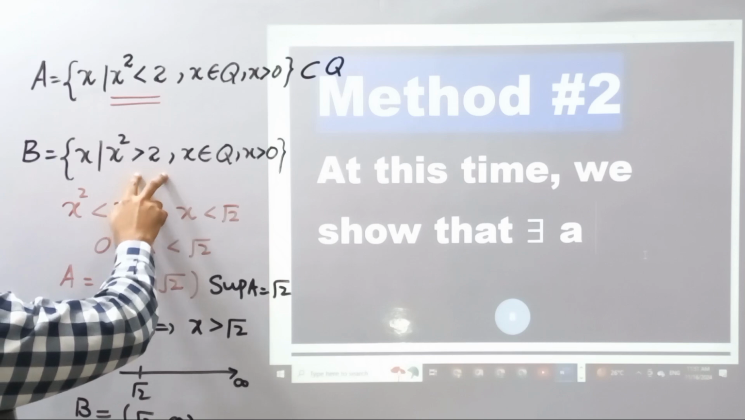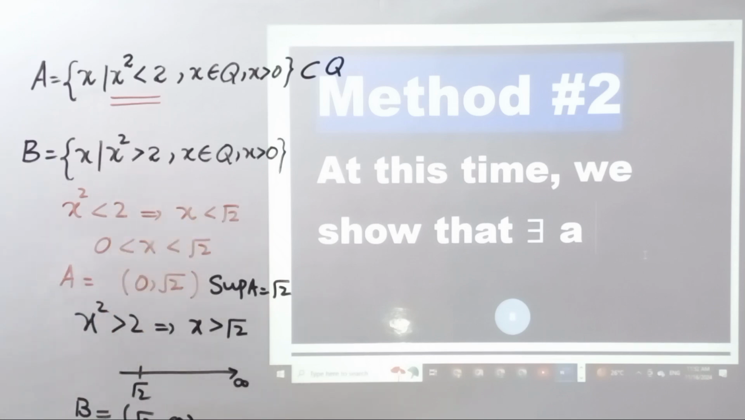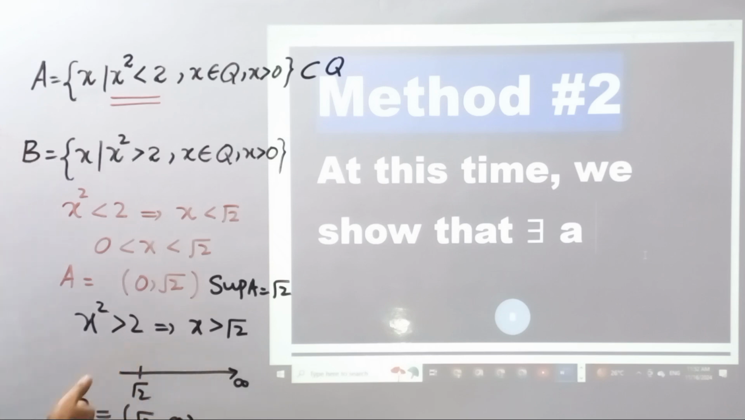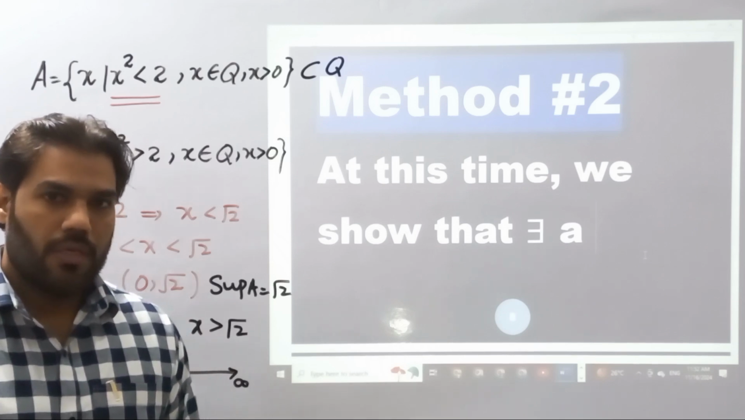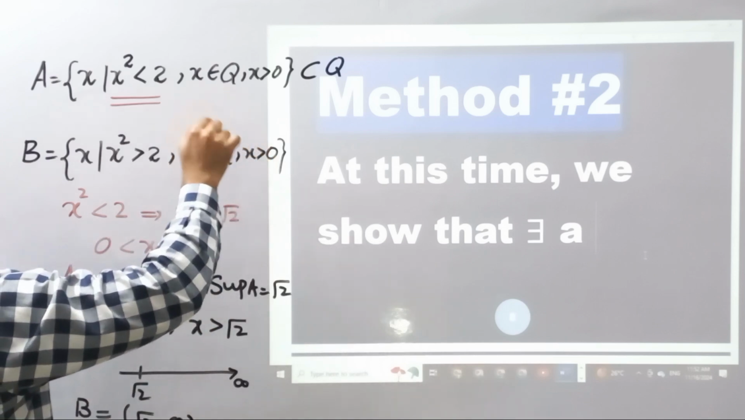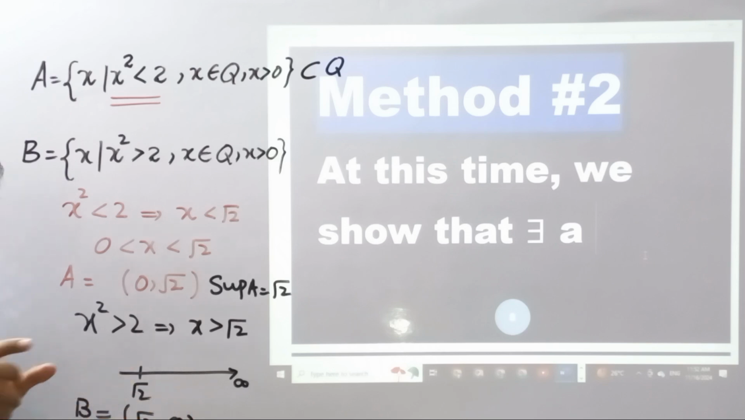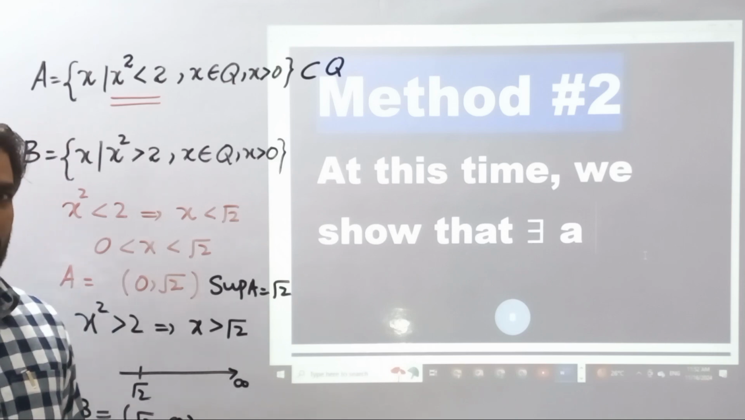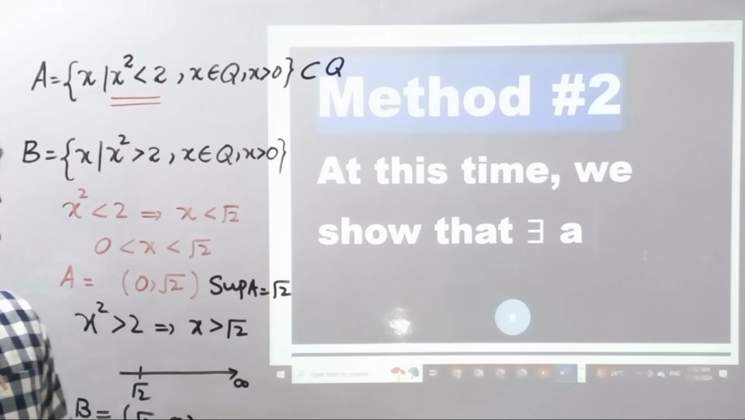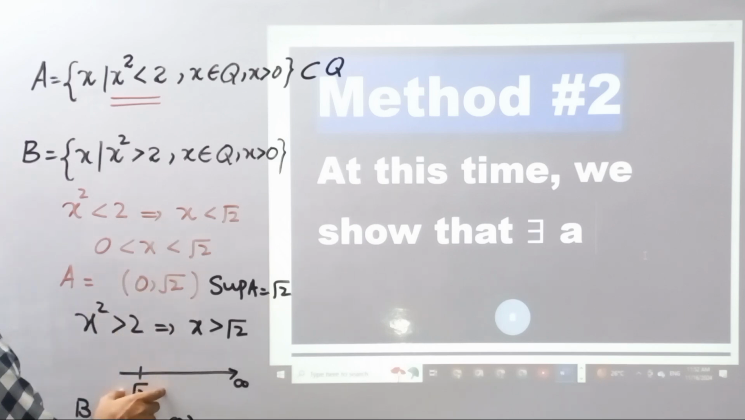Now what are the lower bounds of set B? Set B consists of all those rationals that start from square root 2 to infinity. All the numbers that are less than square root 2 will be lower bounds of set B. The numbers are positive because both sets consist of positive rational numbers. So the numbers that are smaller than square root 2 form set A. So set A is the set of all lower bounds of B, and set B is the set of upper bounds of A. Now, what is the infimum of this set B? The infimum of set B would be square root 2, but that does not exist in set B.